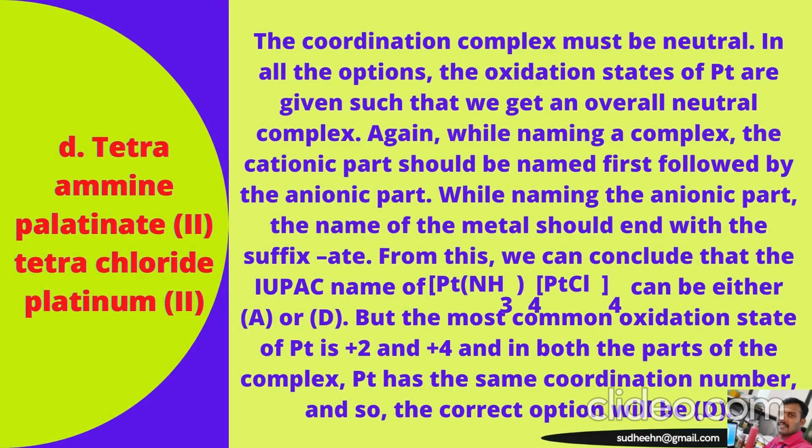Again, while naming a complex, the cationic part should be named first, followed by the anionic part. While naming the anionic part, the name of the metal should end with the suffix -ate. From this, we can conclude that the IUPAC name of this given compound can be either option A or D. But the most common oxidation states of platinum are +2 and +4, and in both parts of the complex, platinum has the same coordination number. So the right option is option D.